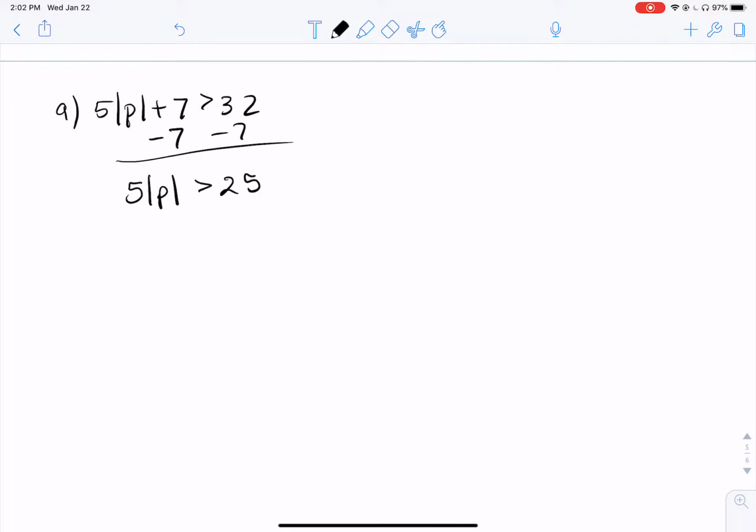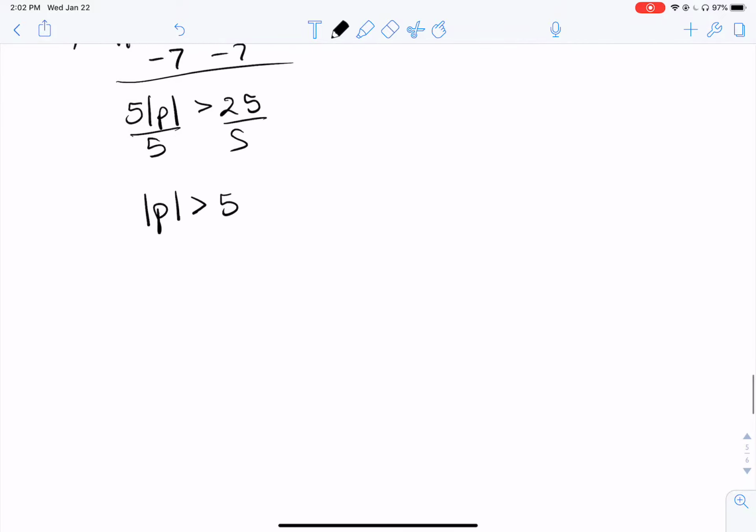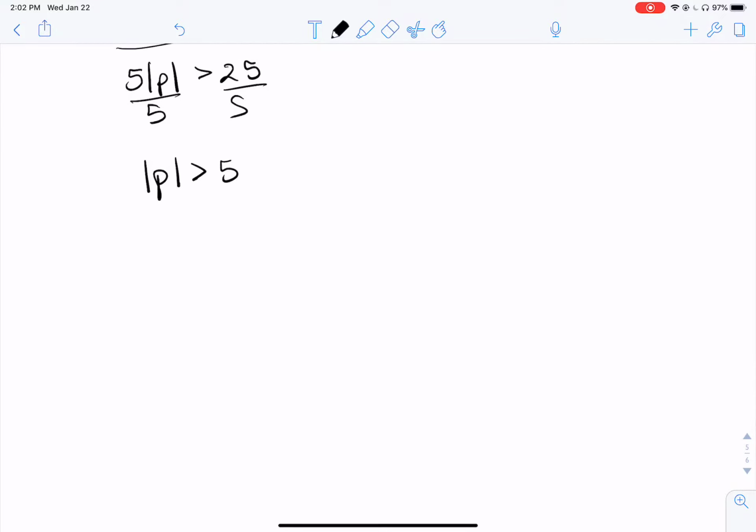This would be 25. We divide by 5. And the absolute value of p would be greater than positive 5. So now that we have the absolute value, again, isolated, we can now focus on what type of inequality this is, so we know what kind of compound inequality we're going to have. This one's going to create an or compound inequality. So p will be greater than 5, or p will be less than negative 5.